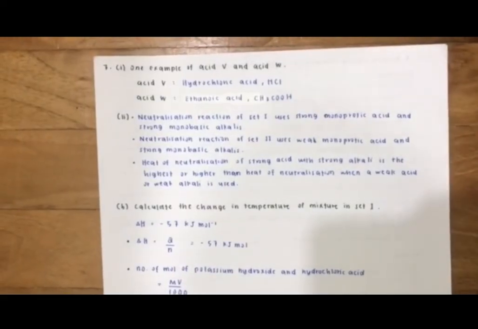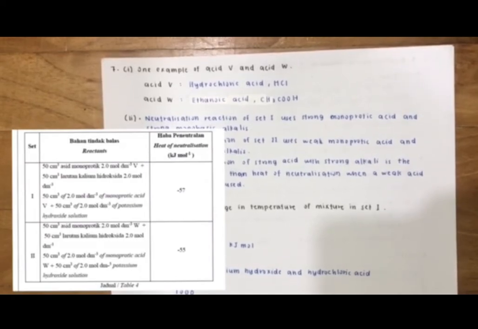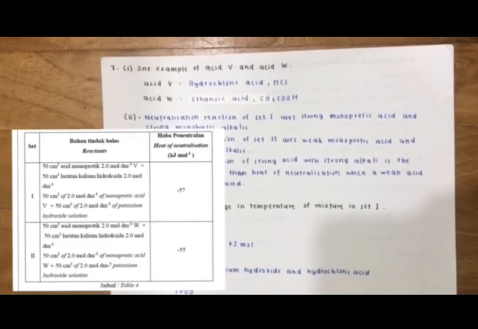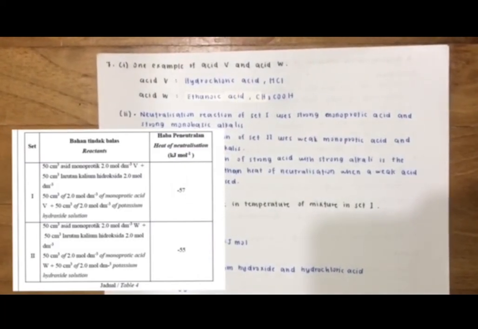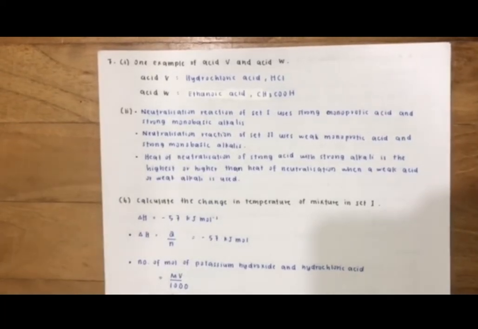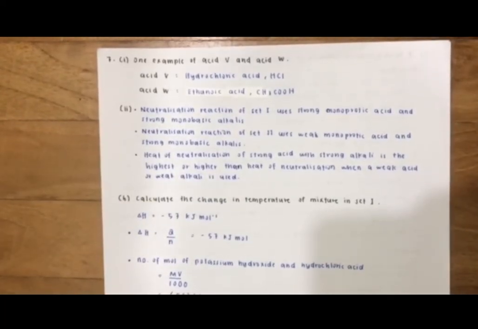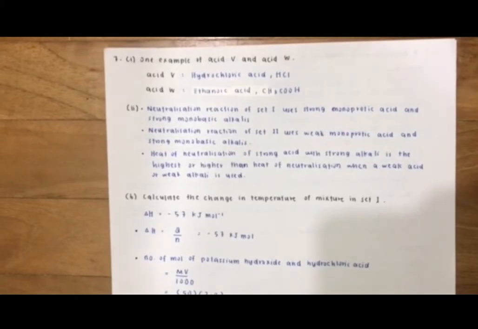For question 7.1, referring to the table, we see that the heat of neutralization in set 1 is higher than the heat of neutralization in set 2. So we can say that set 1 uses a strong acid and set 2 uses a weak acid. So acid V is hydrochloric acid and acid W is ethanoic acid.